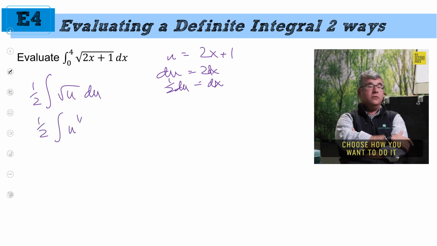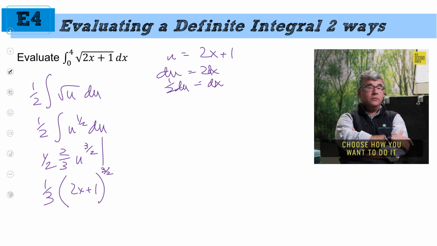1/2 square root of u, u to the 1/2 du, which gives me 1/2 times 2/3 u to the 3/2. And not a plus C, because again, it's a definite integral, but I also haven't brought the numbers back yet. Now I do substitution: 1/3 times (2x + 1) raised to the 3/2 power. Now I'm going to evaluate from 0 to 4.